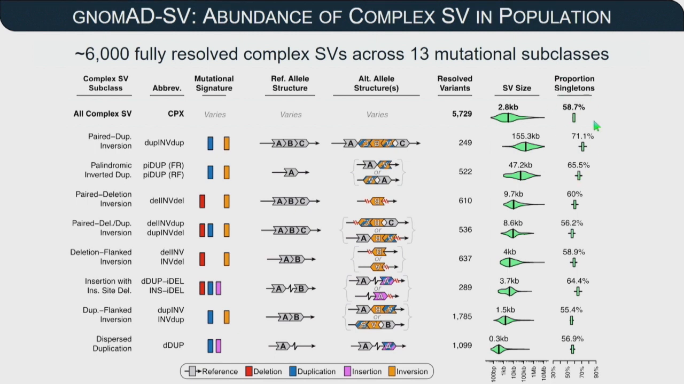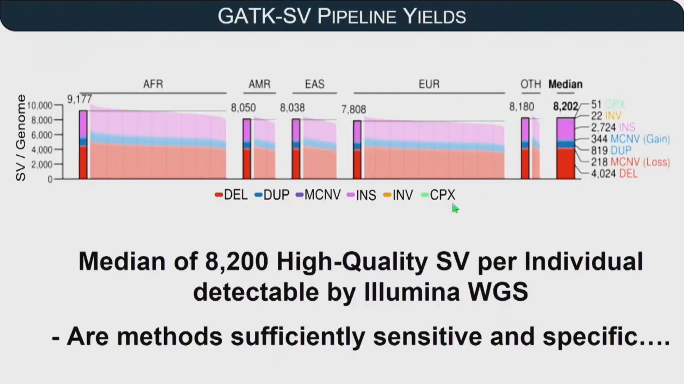And they're very strongly selected against. Proportion singleton is our measure of how strongly selected against or evolutionarily constrained a given variant is. So the more selected against, the less often it'll rise to higher frequencies in the population. And each of these, as you can see, has a very high proportion of singletons. Okay. So our pipelines capture about 8,200 high-quality structural variants per individual from Illumina sequencing, and you can see that here.